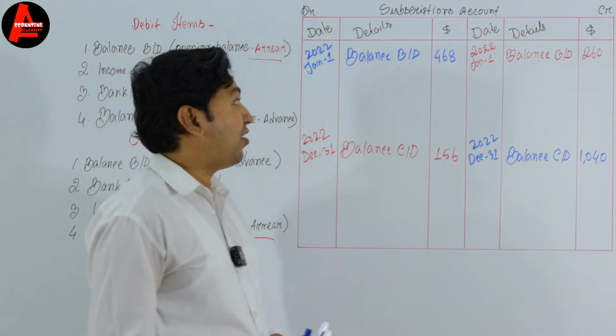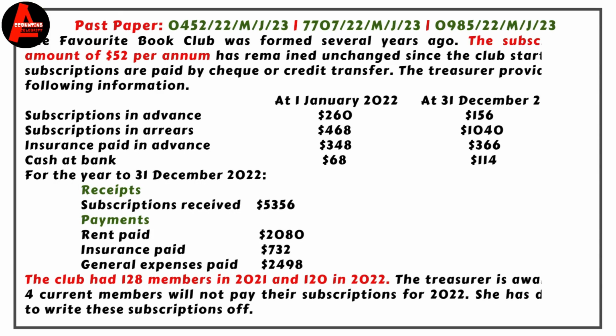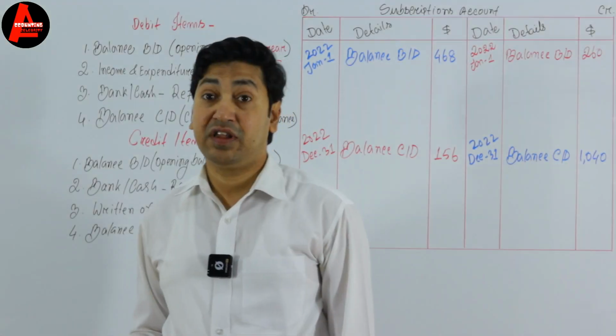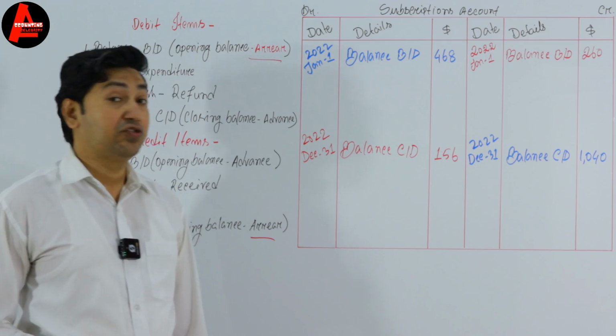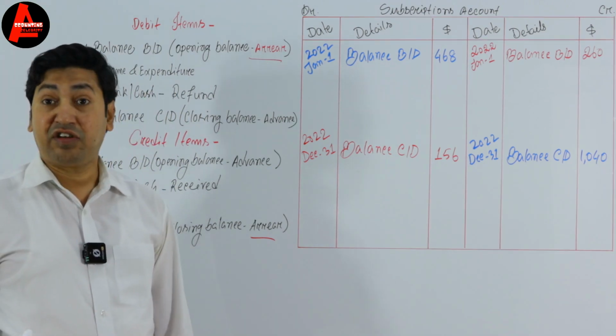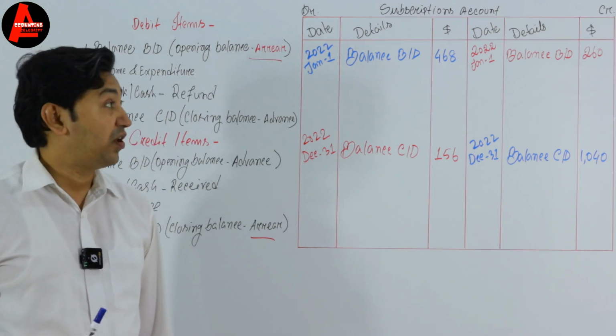Great. Now we see in the question what we have. At the beginning, the subscription amount of $52 per annum. Then here in the question at the end, the club had 128 members in 2021 and 120 members in 2022. So we are doing this account for 2022. So we will not consider 2021.